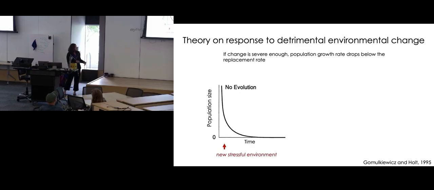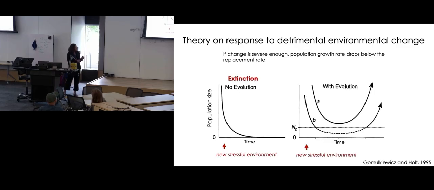But Gomulkiewicz and Holt proposed that if adaptive evolution is rapid enough, the populations could grow again. And this is what they called evolutionary rescue. So I'll use this term evolutionary rescue, but it's really just rapid adaptation in the context of environmental change. It's not anything other than that.